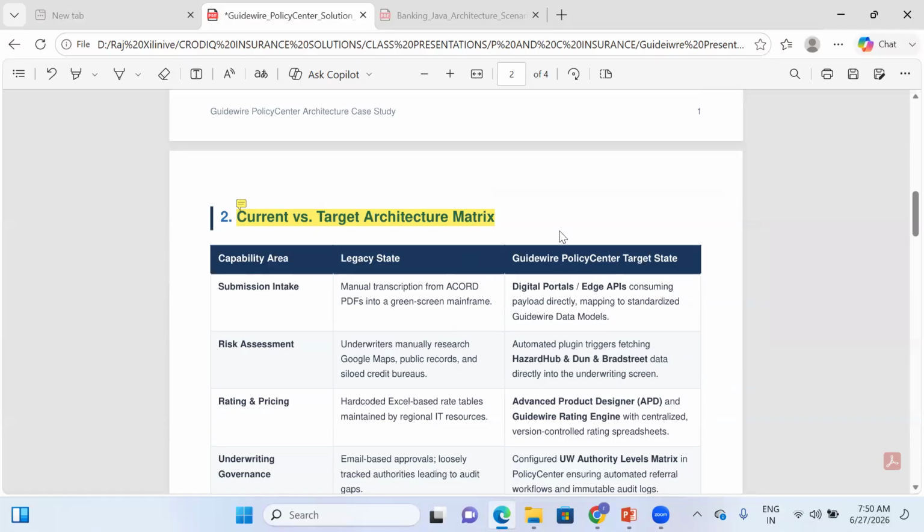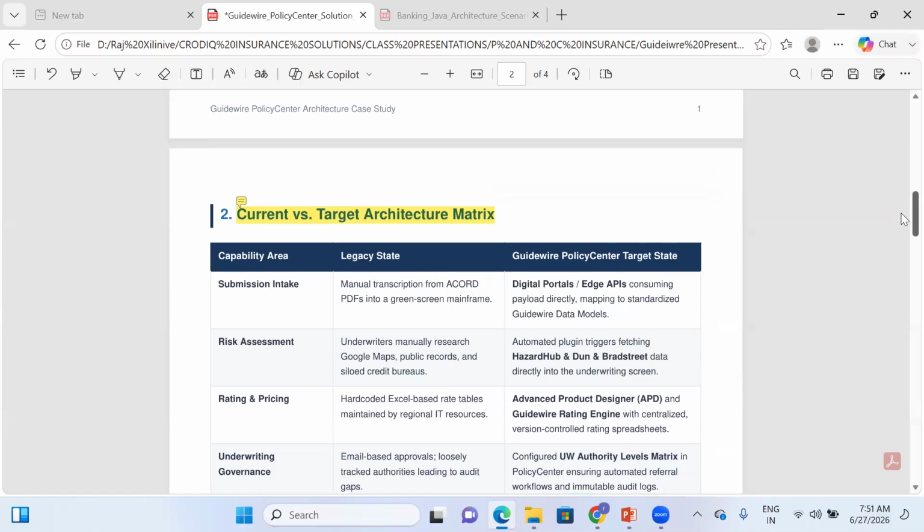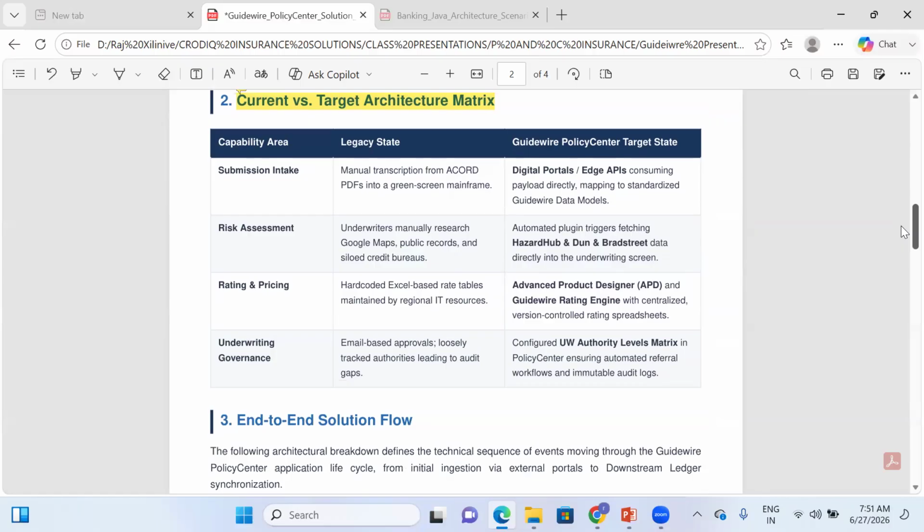Generally, this will be done by the analyst teams. As a solution architect, we don't get into that. The business analyst team has to do it, and they have to identify the legacy state and what the target state is that we want to achieve. So they will be deciding on that. This is all about the current as well as target architecture matrix. This is the second thing, the gap analysis they will be doing.